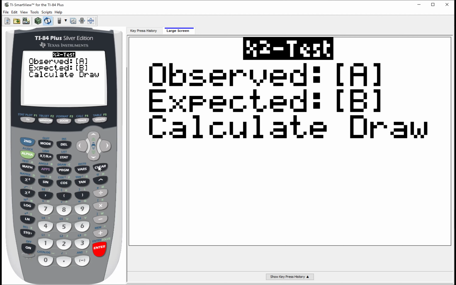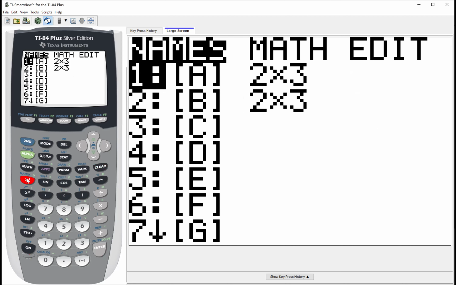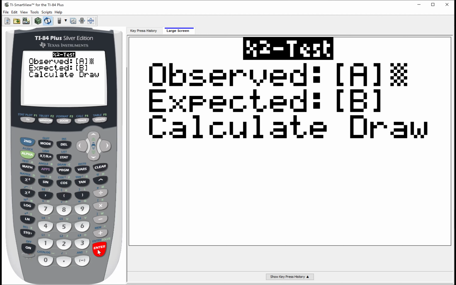But let's say you don't have anything there. The way we pull up the matrix name is press second and then matrix again. And names should be highlighted and choose the name that you want to pop in there. So this is A because that's where I put my matrix. So I'm just going to hit enter on A and then it puts A there.